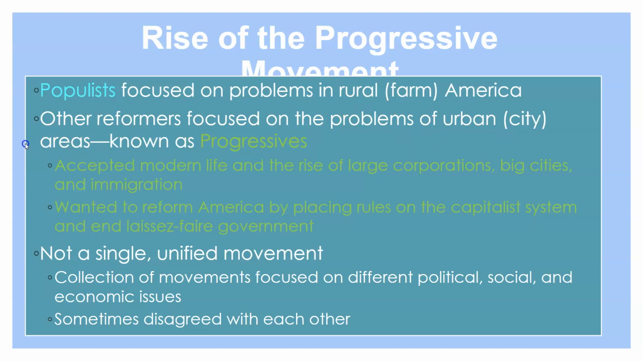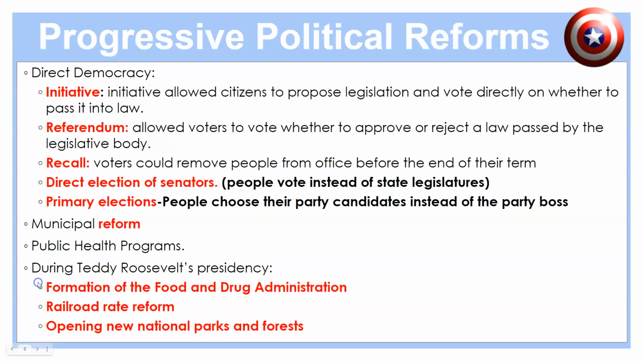So those who focused on problems in the cities were called progressives. These people accepted modern life. They accepted the rise of large corporations, big cities, and immigration, but they wanted to reform America, change, redo, make it better by placing rules on the capitalist system and on the idea of laissez-faire government. It really wasn't a single unified movement, but a collection of movements focused on different political, social, and economic issues, and sometimes they disagreed with each other.